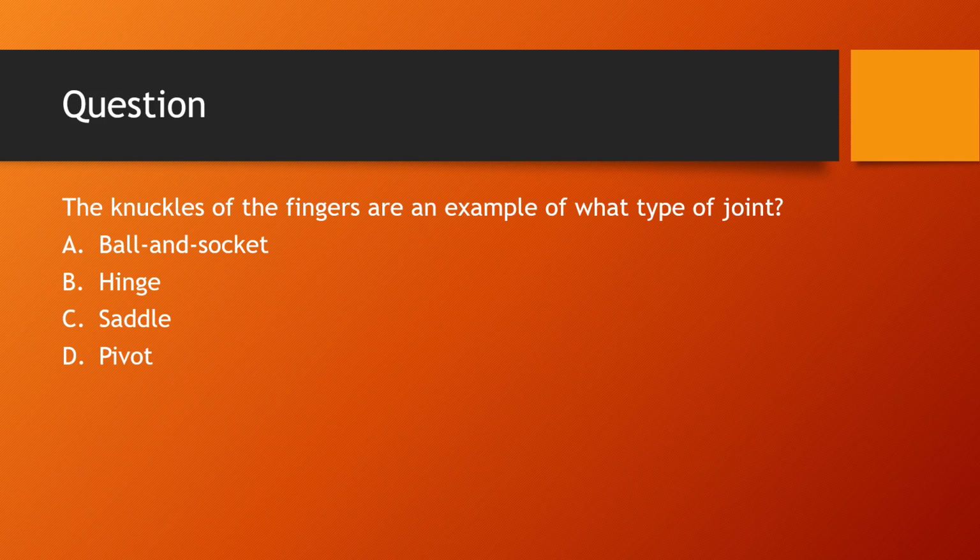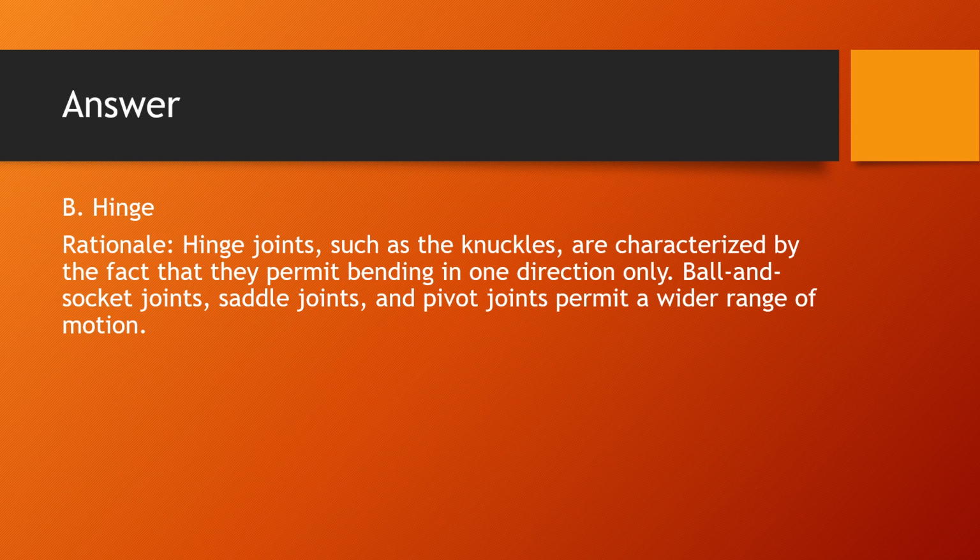So we have another question. The knuckles of the fingers would be an example of what kind of a joint? Ball and socket, hinge, saddle, or pivot? What do you think? It's an example of a hinge. Hinge joints, such as the knuckles, are characterized by the fact that they permit bending in one direction only.